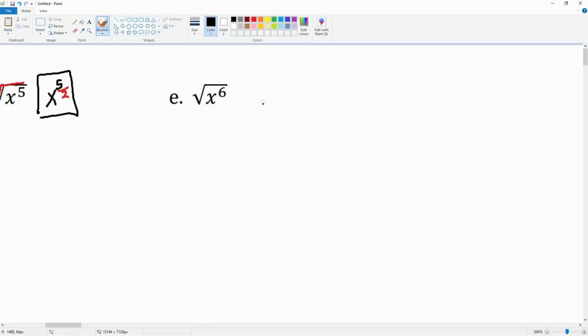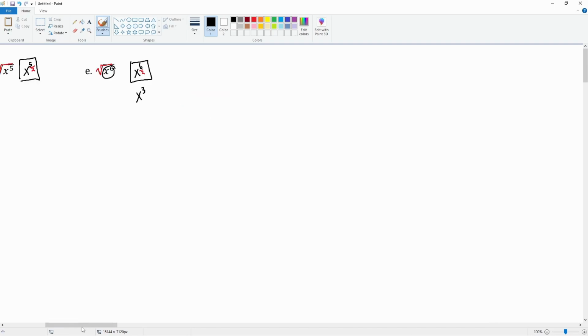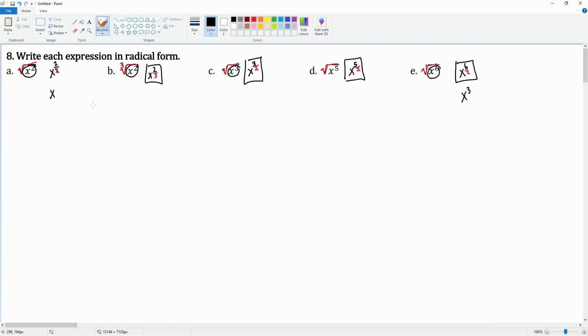Next, then we have an x to the 6, which is the base, which is on the inside. Then we have a square root, which is on the outside, so we divide the exponent by 2. There you go. Yes, this can simplify to x to the 3rd if you would like. All right, so there you go. That is how you convert each expression that is in radical form into exponential form.